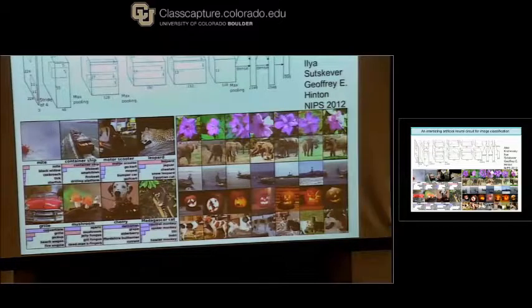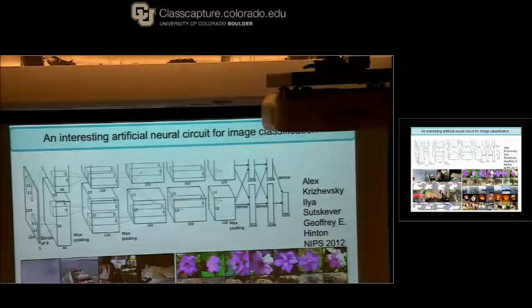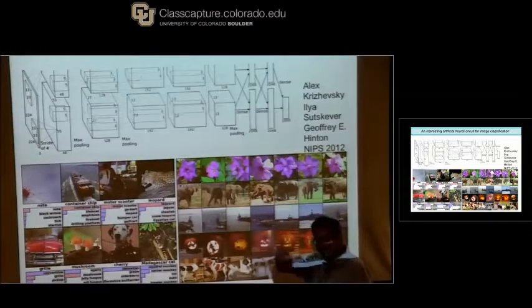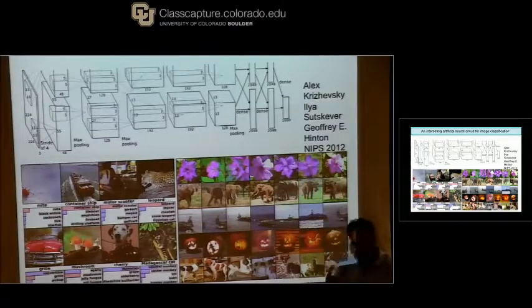So basically, a lot of the competitions that are being done in machine learning are being won by these so-called deep neural networks, right? So what is a deep neural network? It's basically a sequence of cascaded functions where each neuron linearly summates its inputs and then applies a nonlinearity. And there are different choices of nonlinearity. There are different ways of pooling the inputs.